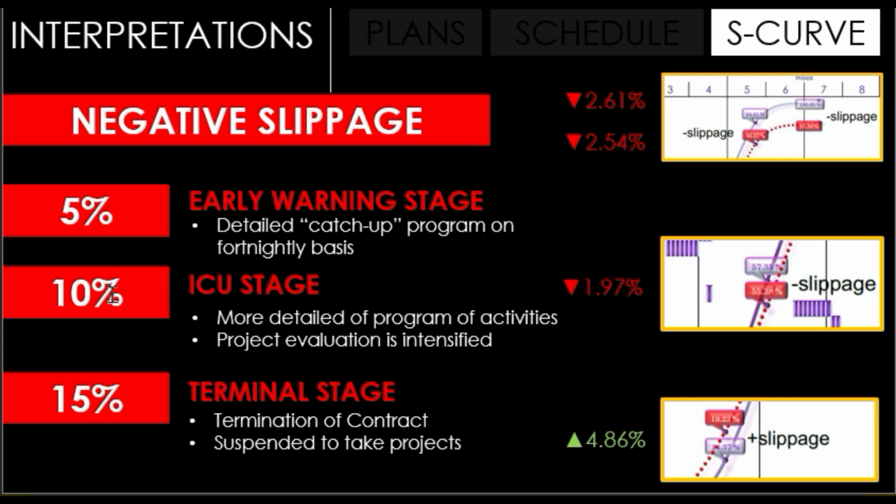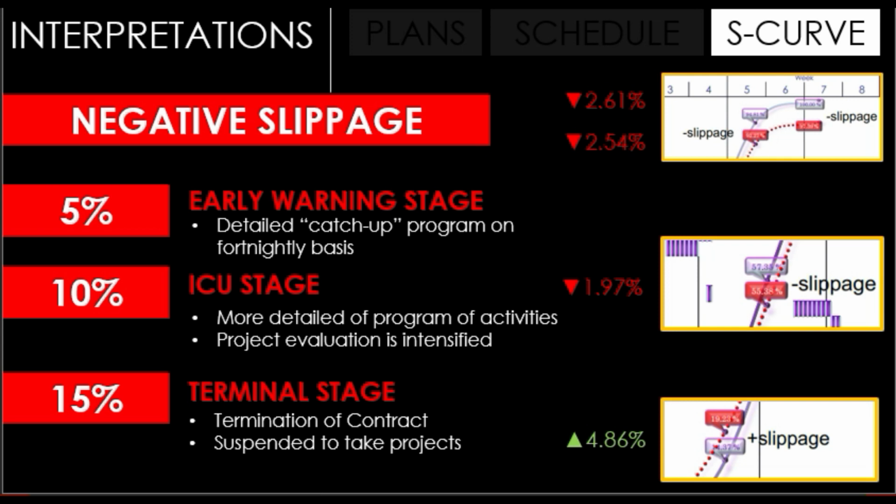If the negative slippage reaches 10%, it is called the ICU stage. It means the contractor is required to submit a more detailed program of activities on a weekly basis. It's no longer 2 weeks or fortnightly, but weekly. Site supervisions are intensified and project evaluation is done at least once a week.